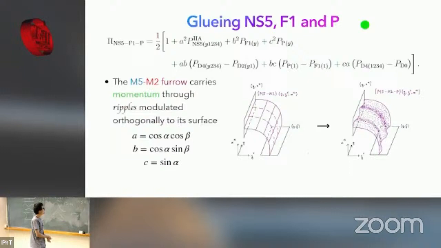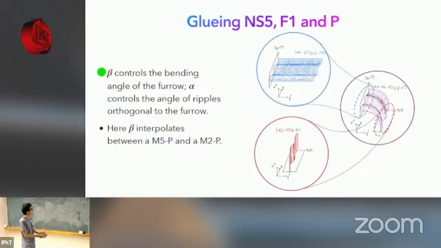And actually, you can understand this from the M-theory perspective, which is to say that whenever you put back the C, you are adding the possibility for the system to carry momentum. And this furrow that you had before is going to carry momentum through some ripples that are modulated orthogonally to its surface. So here I have chosen a set of parameters where A, B, and C are parameterized by this solution. And here you would see that the bending angle beta, depending on whether you're more here or here, controls the interpolation between an M5 brane carrying momentum and an M2 brane carrying momentum.